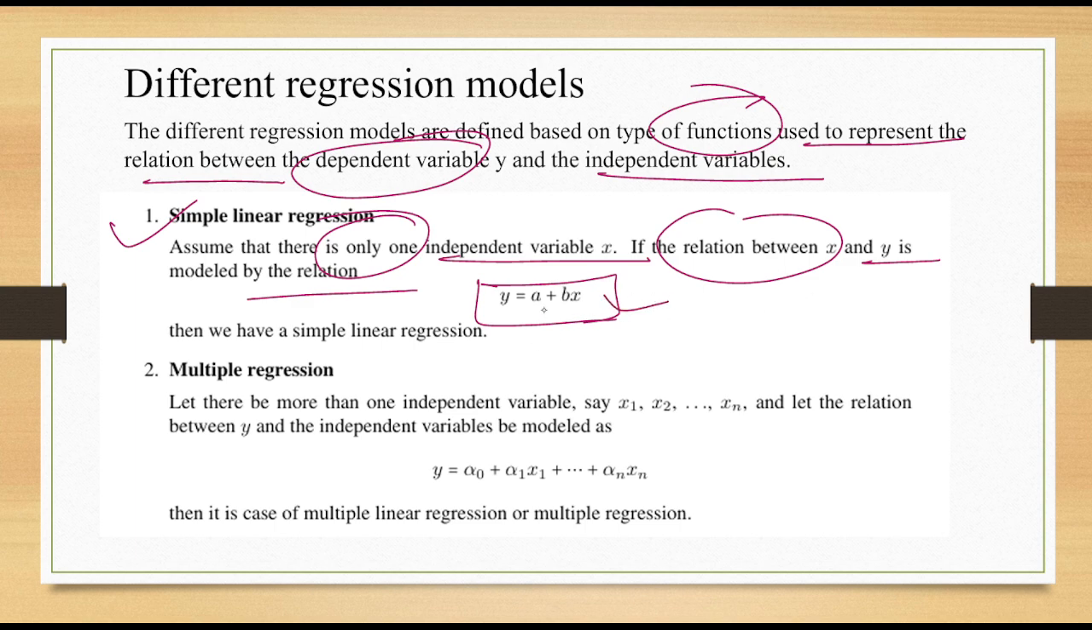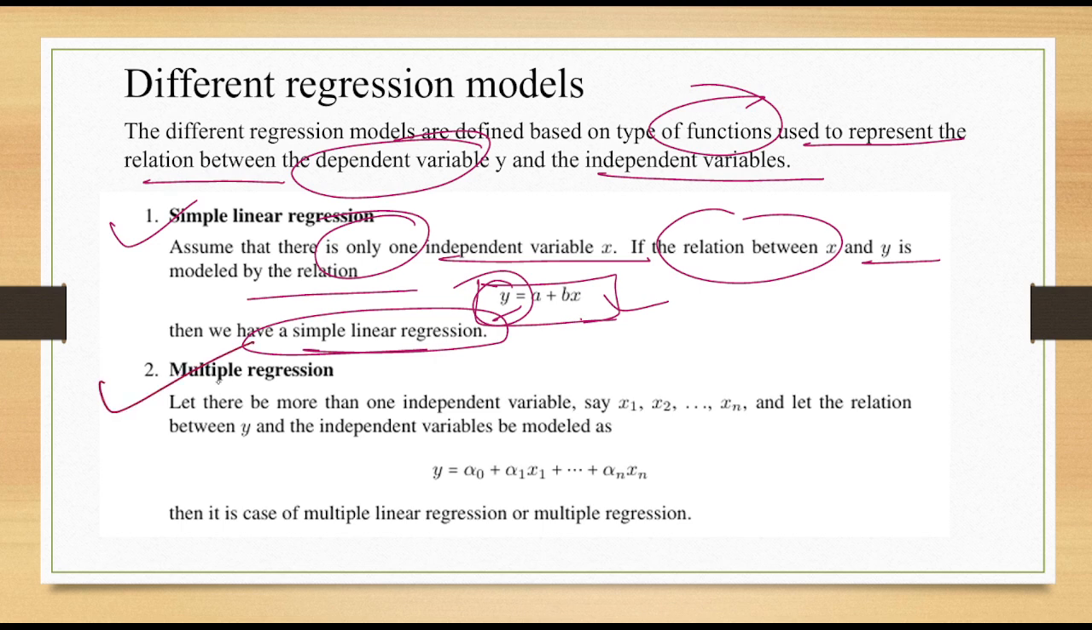where a and b are constants, and x and y are variables. As we have discussed, x is the independent variable and y is the dependent variable. So this is the simple regression model.